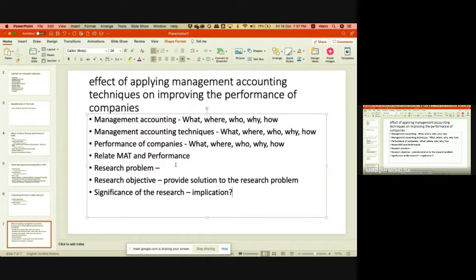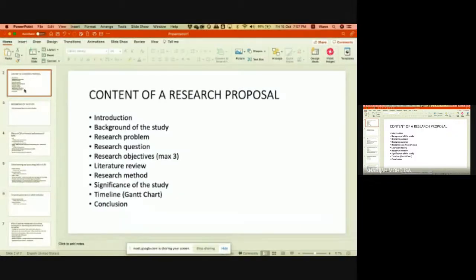It could be to a small group of people, it could be to the government, it could be to the company. So your research findings should be something which is useful. That is very important. That's why if you look into the content of a research proposal, you have the significance of the study.